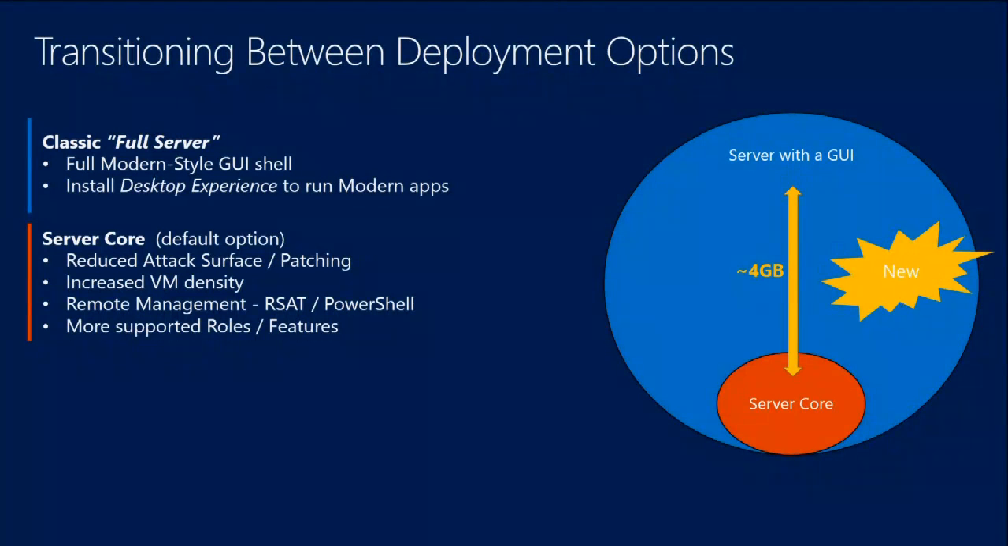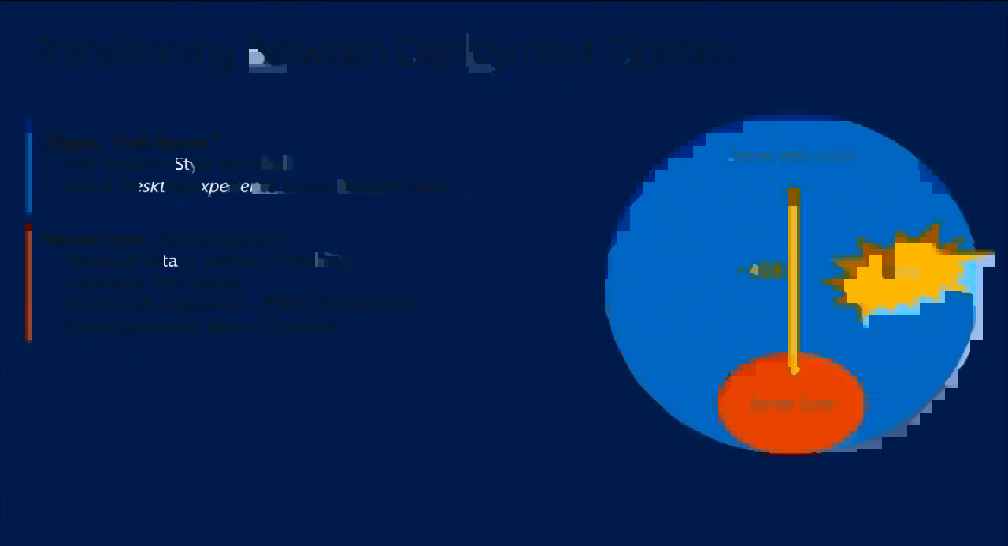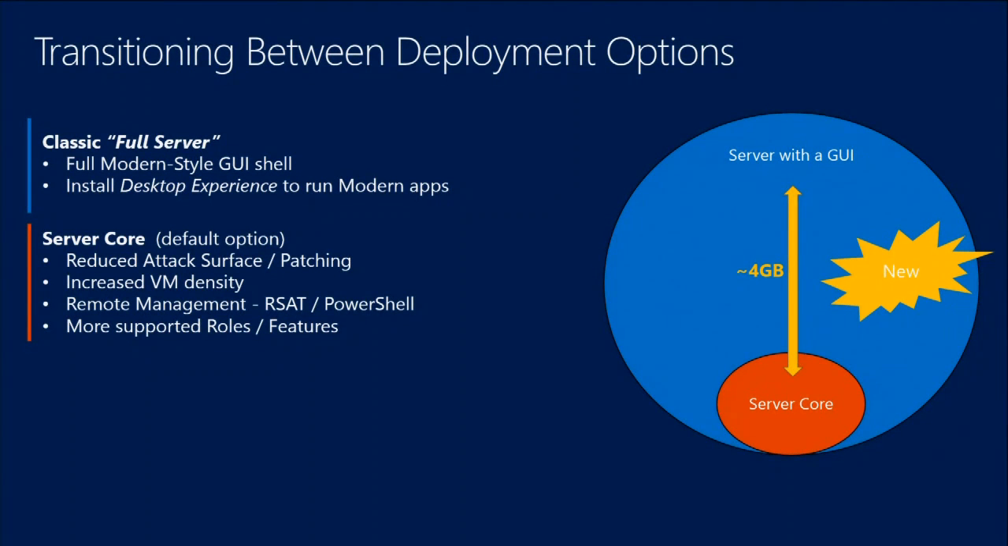And there is a way to transition between them. So it's no longer a choice that you have to make during setup time, and if you regret it later on, you need to redeploy the whole server and reconfigure everything. You can actually transition between the server core and the server with the full GUI anytime you need to. So if you're not deploying server core because you're nervous that maybe you'll need the GUI sometime, we've enabled that to happen now.